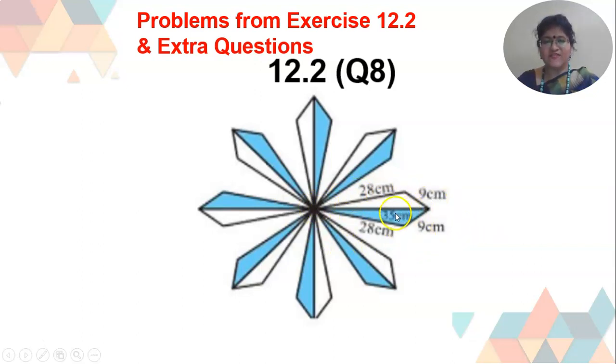28, 9 and 35. The three sides are known. So we calculated the area by using Heron's formula. The same dimensions are given in this tile, which is in blue. So calculate the area of one of the tiles in white, and then you multiply it by the number of triangles that you see in this figure.